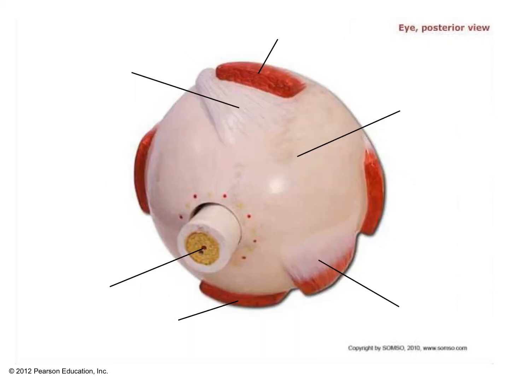This is the posterior pole of the eye, or the back end of the eye. Some of these structures are going to be the same. This line right here is pointing to the sclera. The white part of the eye is known as the sclera. This line is pointing to the optic nerve. That's easy enough. So here's the optic nerve.